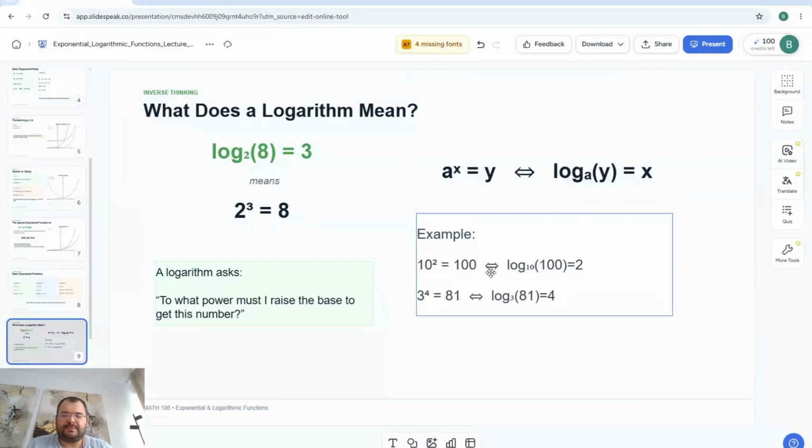We have such rules. For example, 10 to the 2 equals 100, 3 to the 4 equals 81. So logarithm base 10 of 100, we can answer this by looking at the meaning of logarithm. To what power should I raise this 10 so that I can get 100? I should raise this 10 to the power of 2 so that I can get 100. I should raise this 3 to the power of 4 so that I can get 81. If I raise it to the power of 3, I get 27, so it doesn't solve my question.